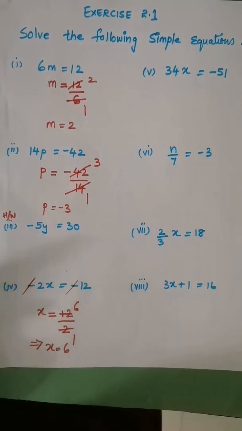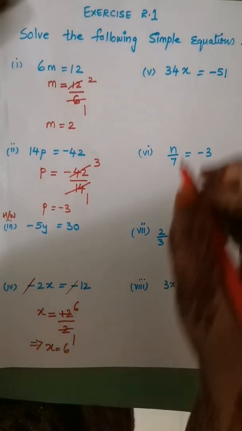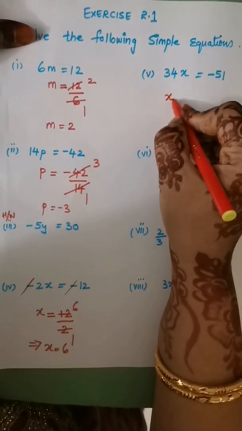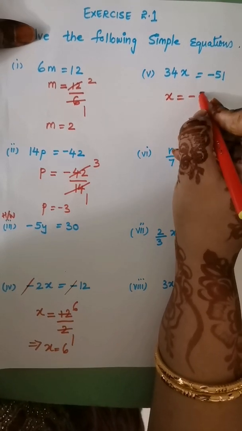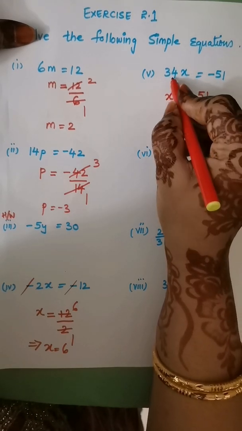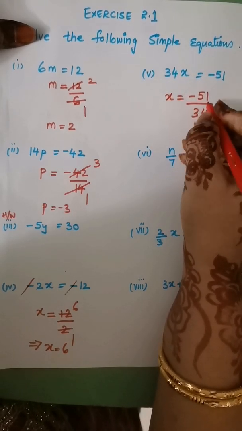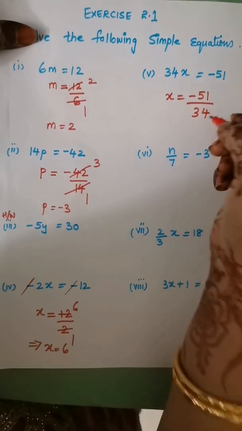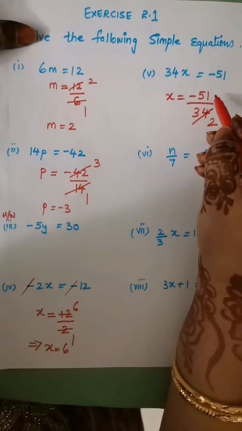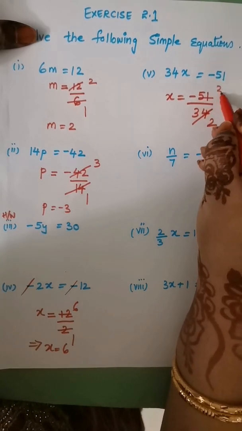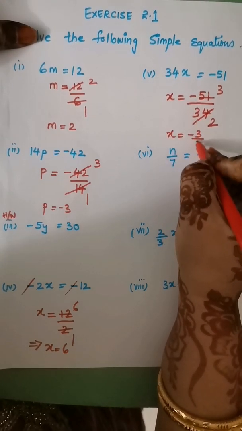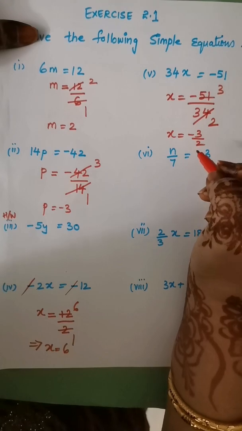Okay children, it is very interesting if you understand. Fifth one, 34x is equal to minus 51. We have to make x alone. Whatever you have on the other side, you write down that first and bring this number down. Multiplication will change into division. Seeing 51 and 34, which table comes to our mind? 17's table comes to our mind. 17 twos are 34, 17 threes are 51. So the answer is, minus sign is also there, x is equal to minus 3 by 2.